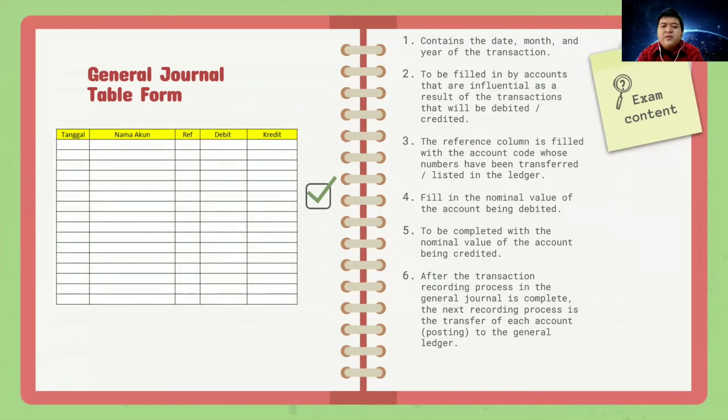The fourth column, fill in the nominal value of the account being debited. The fifth, to be complete with the nominal value of the account being credited. And the last column is, after the transaction recording process in the general journal is complete, the next recording process is the transfer of each account or the posting to the general ledger.